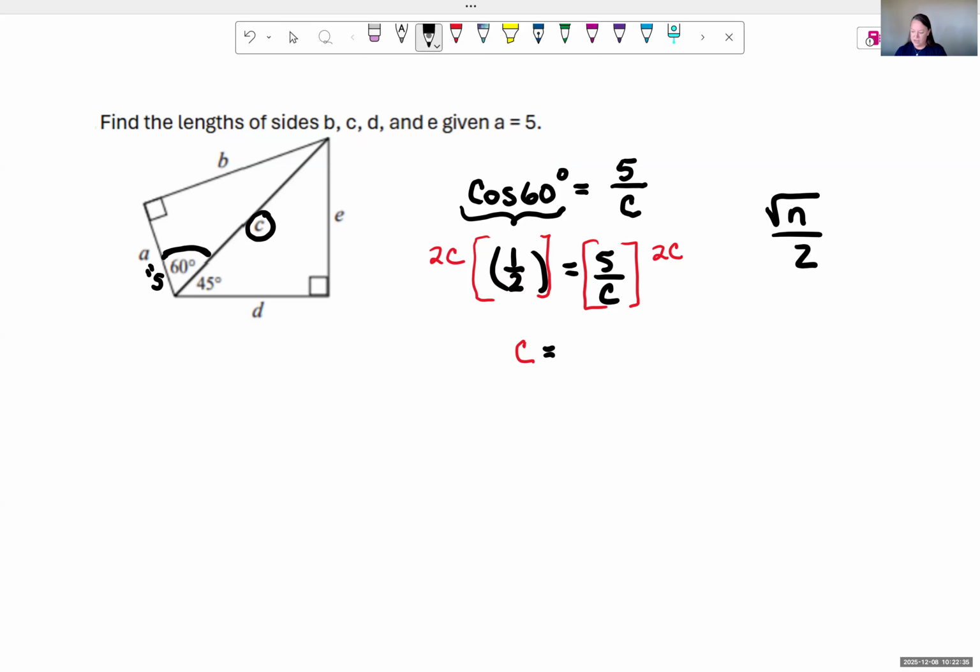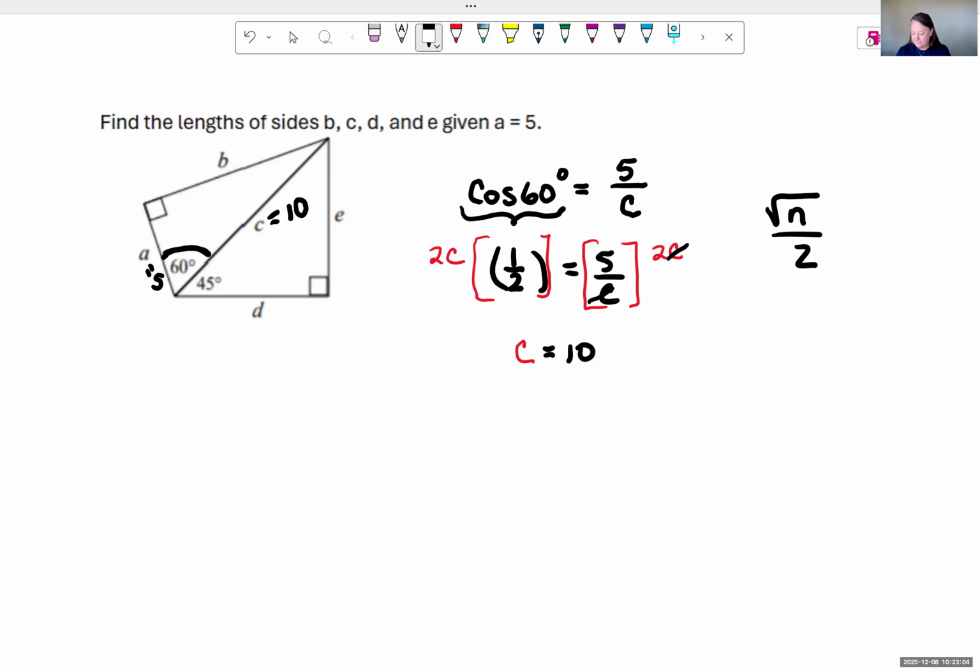Over here on the other side of the equal sign, we wanted to cancel our C's. That's why we multiply by the LCD. So we're left with 2 times 5, which is 10. So we now know what C is. There's a couple of different ways that we could figure out what B is. We can use a ratio of sides using a trig function, or it's a right triangle, so we can use Pythagorean theorem.